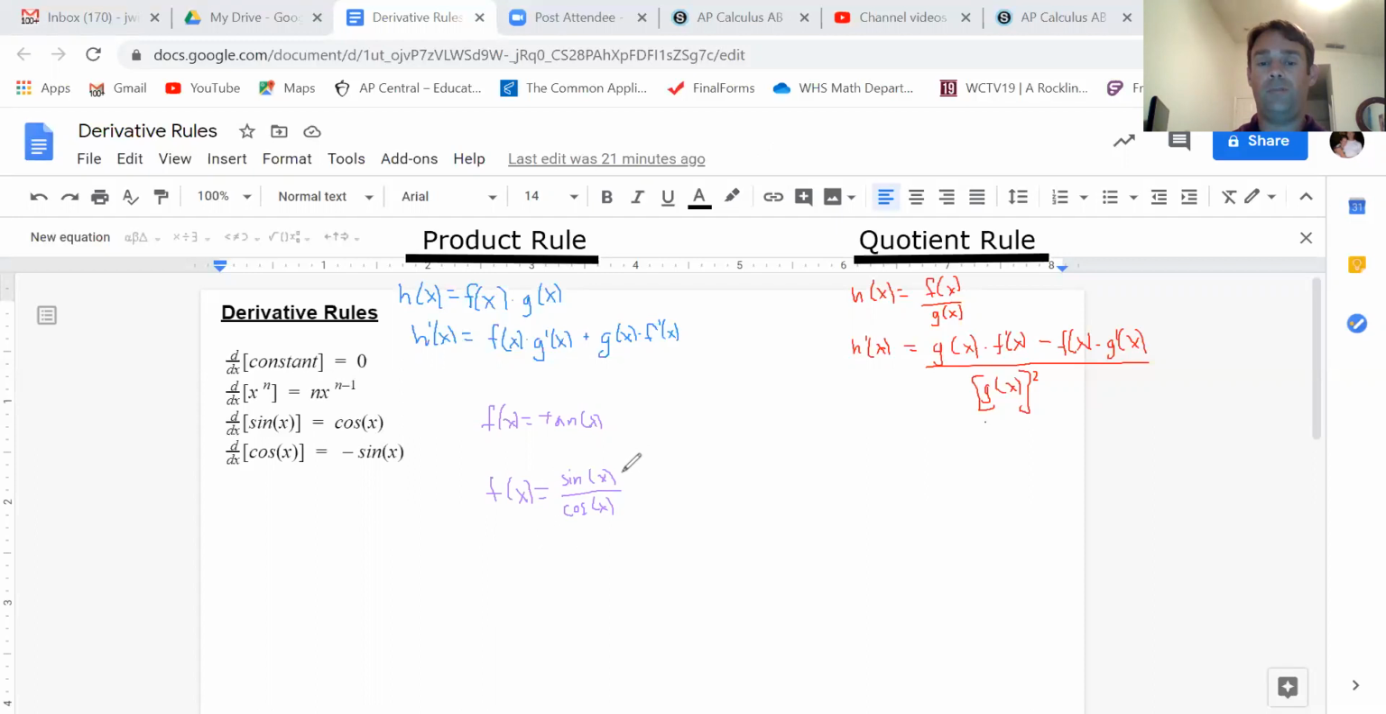And if I ask you to do that, all of a sudden, friends, you would look at it and say, okay, well, I got my top function. And I got my bottom function. And we could probably go through and determine the derivative. So we have the bottom times the derivative of the top minus the top times the derivative of the bottom all over bottom squared.